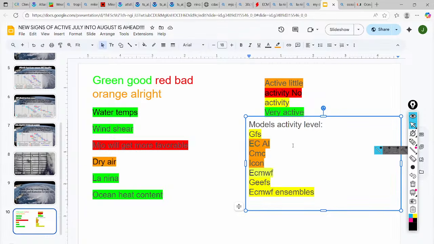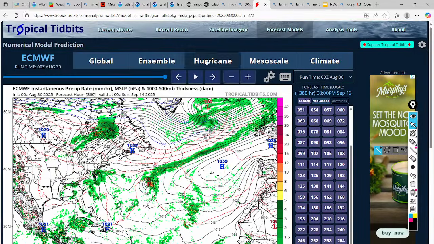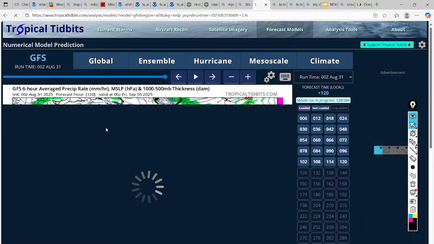According to the models, the activity level is: GFS shows some activity, the European, the GEFS, and the European ensembles in the second half of the month of September. Very little activity from the European AI, Canadian, and Icon. The European models show a very little bit of activity. So that's the rundown of the models and conditions for the Atlantic hurricane season as of right now.